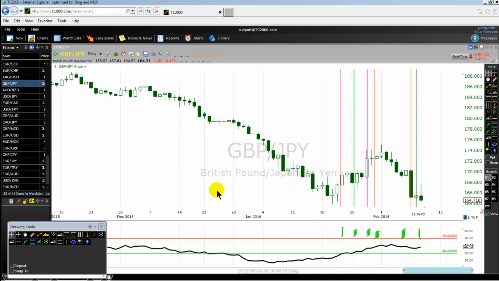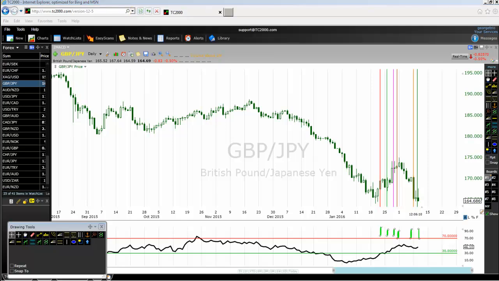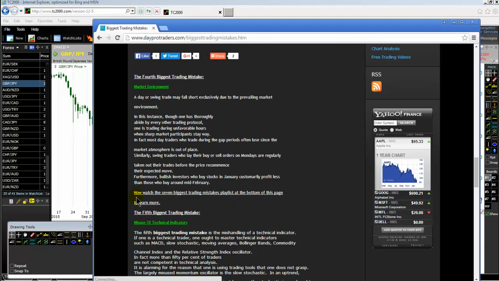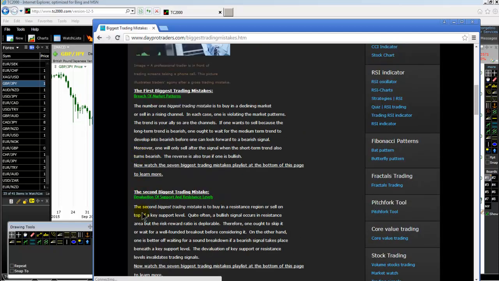Now here, look on the daily chart. So we are now on the daily chart. I want to know, if I want to sell, another trading mistake that we mentioned, you remember, is the breach of the devaluation of support and resistance level. Here it is, devaluation of support and resistance level. That's the second biggest trading mistake.